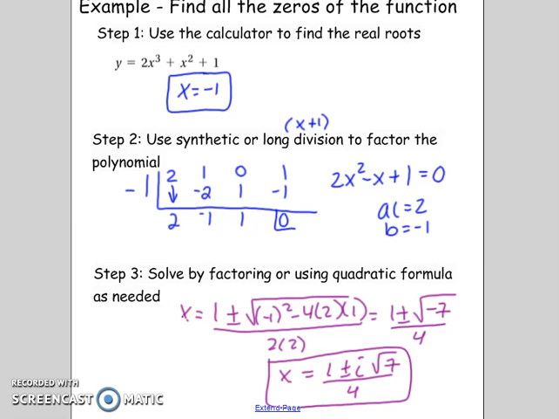So this should have 3 solutions. I have negative 1 from the calculator, and then I have 2 that are imaginary.